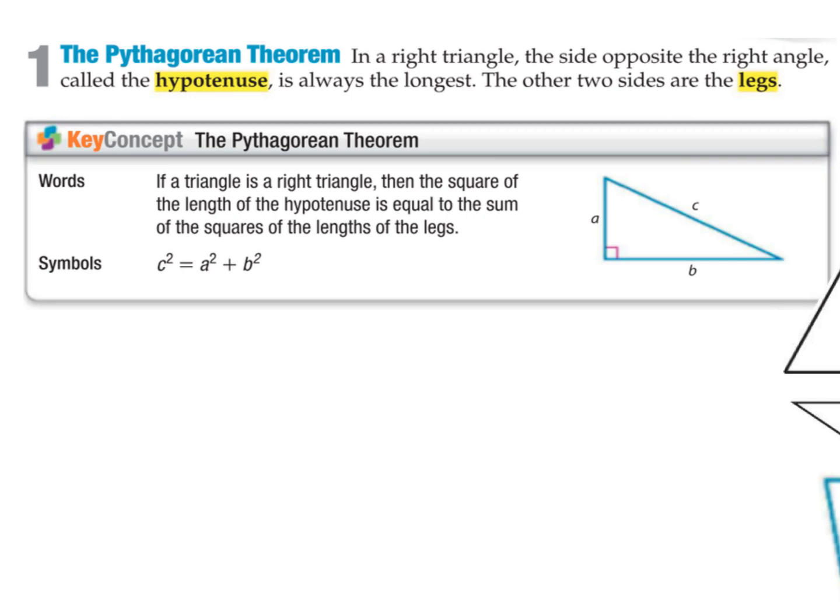What is it? What's a Pythagorean theorem? In a right triangle, what does a right triangle mean? It means a triangle that has a 90-degree angle, a perfect corner, 90 degrees, right? In a right triangle, the side opposite of the right angle is called the hypotenuse. So if here's our right angle, which one's the hypotenuse? It's the c value, okay?